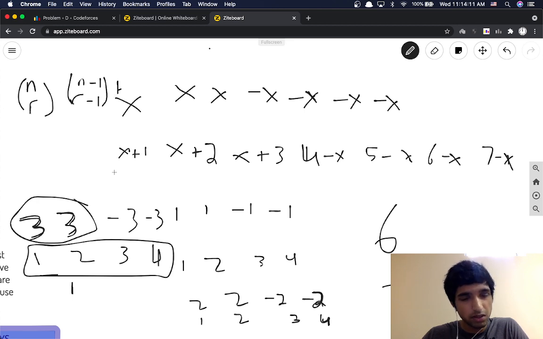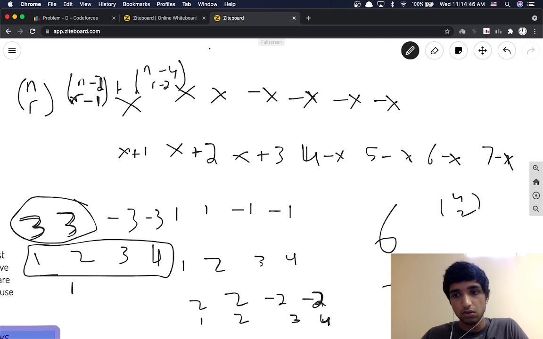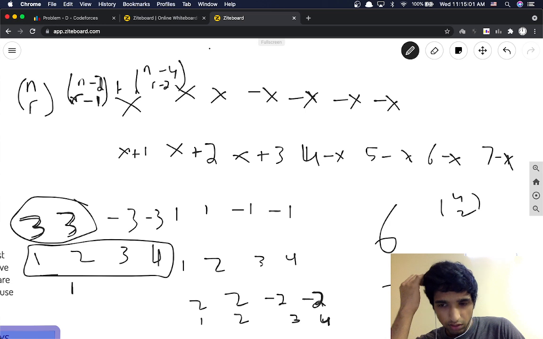Wait, what? N minus 1 choose r minus 1? No, n minus 2 choose r minus 1. And then n minus 4 choose r minus 2. Yeah, so this was 4 choose 2. And then this was, what? 3 choose 2. And then we keep, okay. No, I think this is doable.